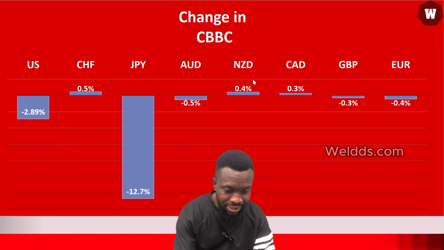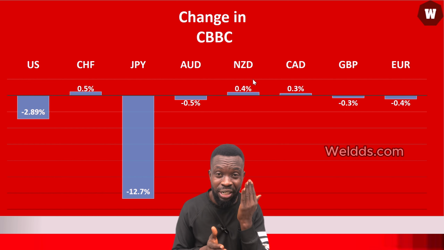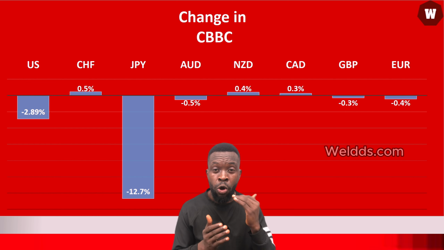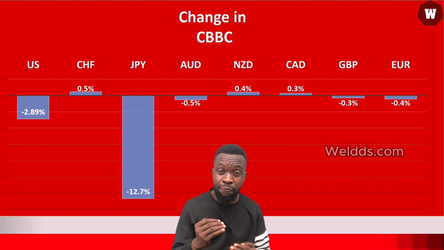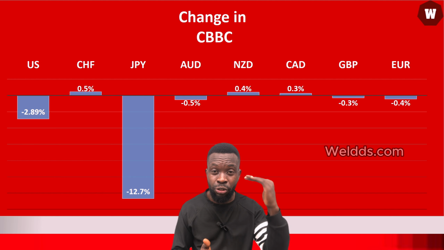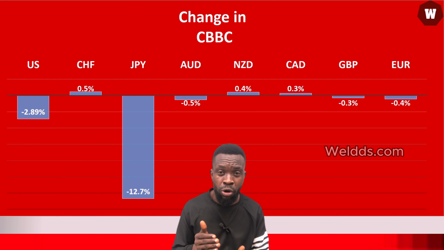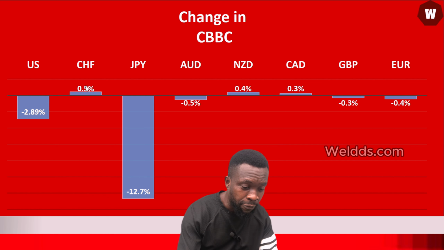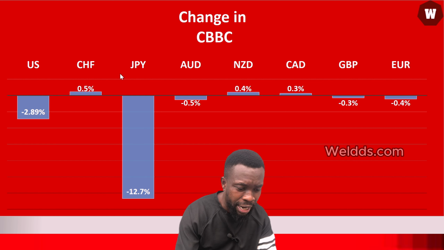So now, looking at central bank balance sheet, the relationship between the central bank balance sheet and the currency value. When the central bank balance sheet is dropping, the currency value tends to increase. It's an inverse relationship. If central bank balance sheet is dropping, currency value will be growing. And if you look at it here, US had a decline in their central bank balance sheet.